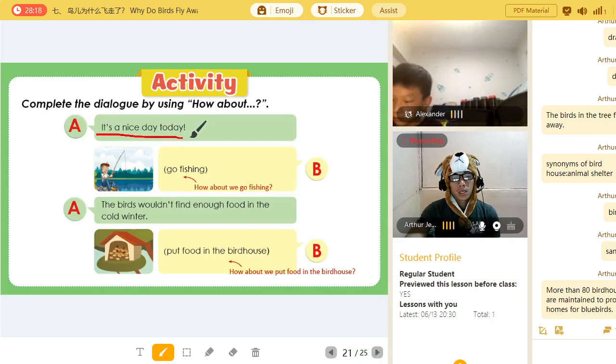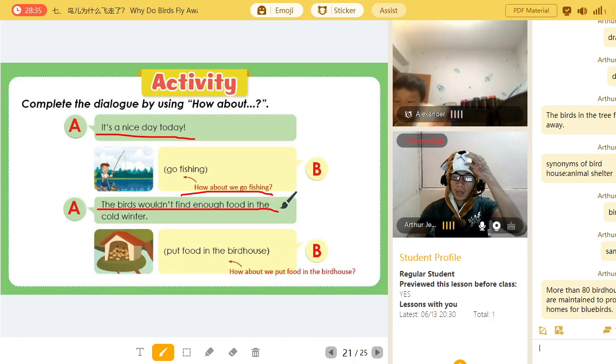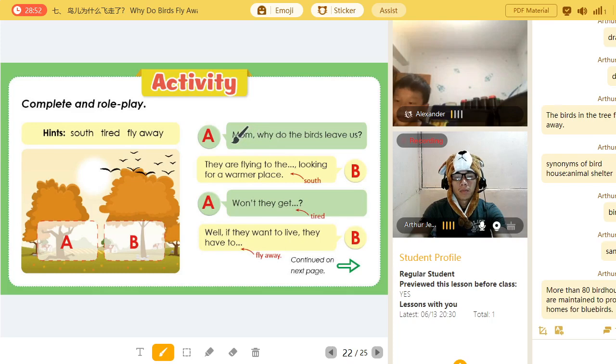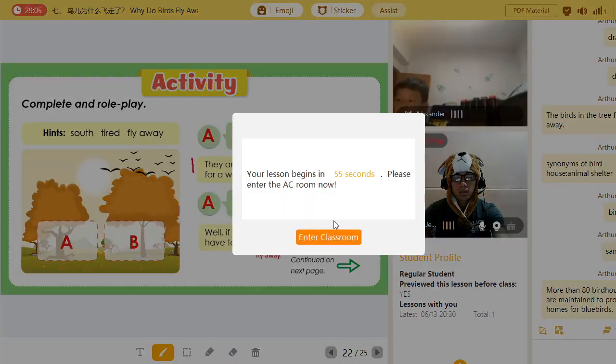Let's have some dialogue. It's a nice day today. You will say, how about we go fishing together? Okay. The birds wouldn't find enough food in the cold winter. The answer is, how about we put food in the birdhouse? Next, Mom, why do the birds leave us? You can say they are flying to the south, looking for a warmer place.